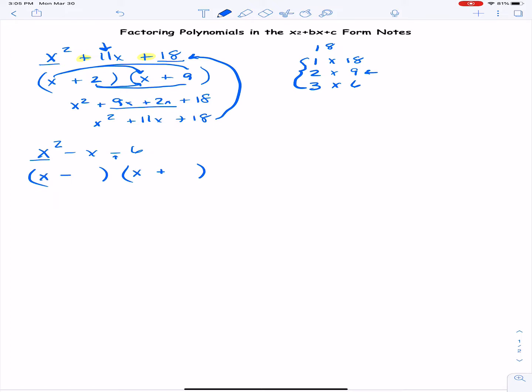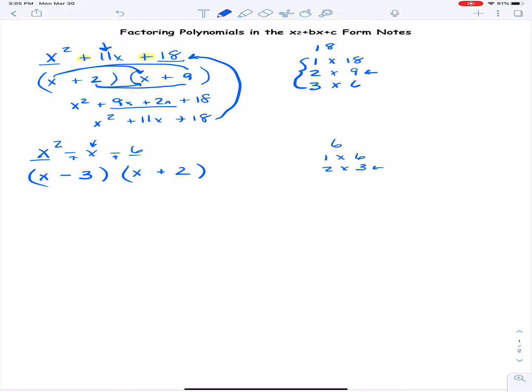Now we've got to look at our 6. Let's break it down. We have 1 times 6 and 2 times 3. We need to ask ourselves, through subtraction, which one is going to give us a negative 1? The only one that can give us a negative 1 would be the 2 and the 3. Now you have to ask yourself, which one is positive and which one is negative? Because I know that this is a negative sign, my larger value needs to be negative 3, and my smaller value needs to be positive 2. So x minus 3, x plus 2.